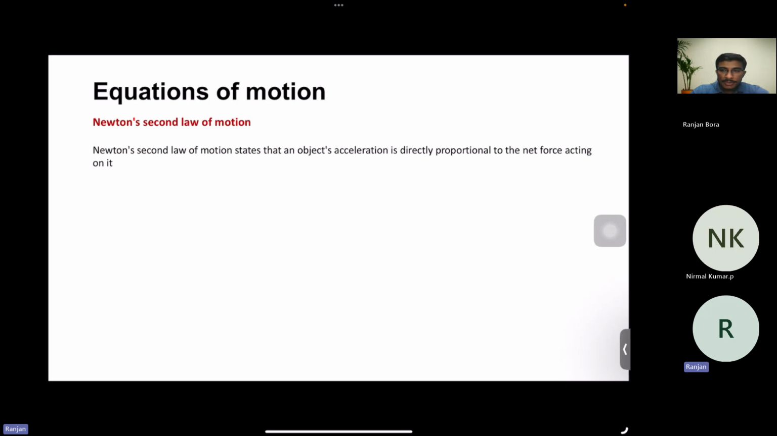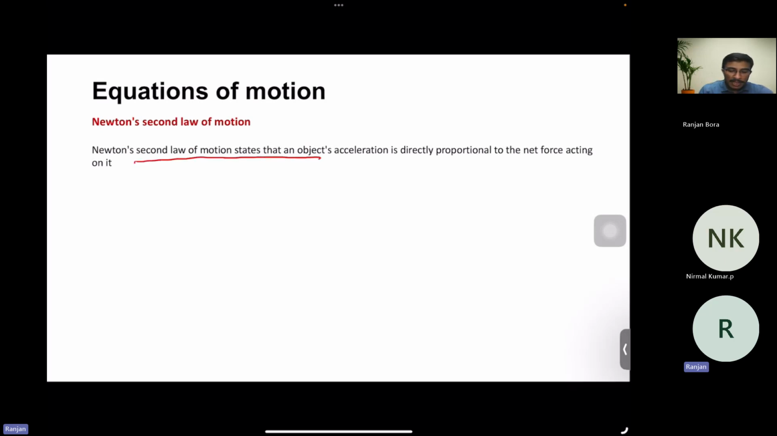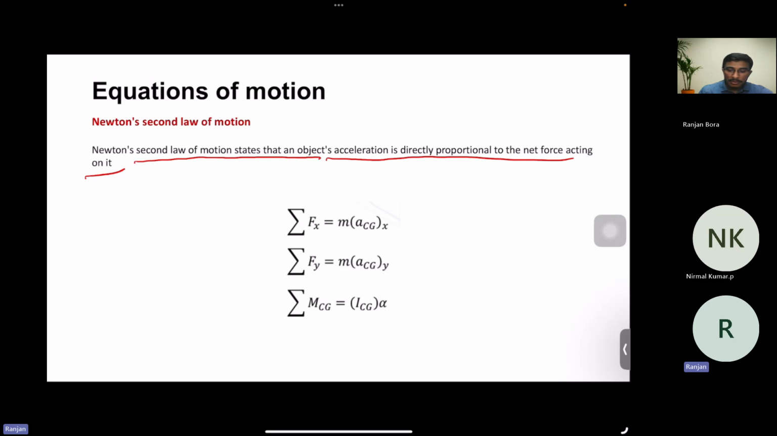So the first one is Newton's second law of motion. What is Newton's second law? It states that an object's acceleration is directly proportional to the net force acting on the object. Using equations, we can write summation Fx equal to mass times acceleration of the center of gravity in the x direction, and summation Fy equal to mass times acceleration of the center of gravity in the y direction.